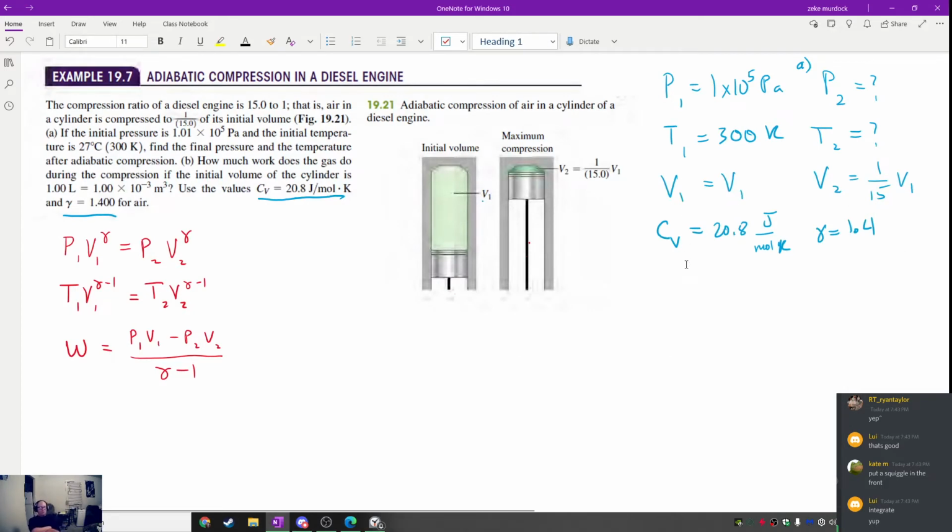Okay. Take 5 minutes, try to solve. Maybe just focus on just part A for now. And if you finish that one, you can also do part B.